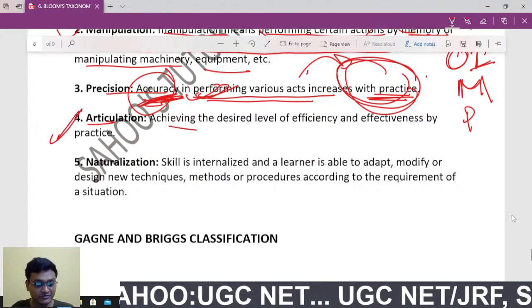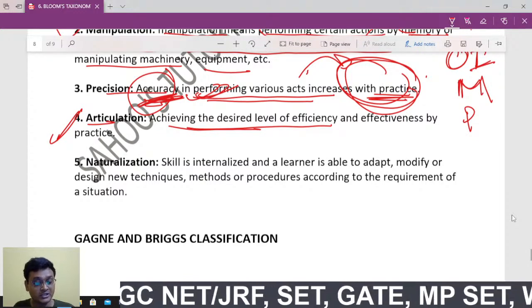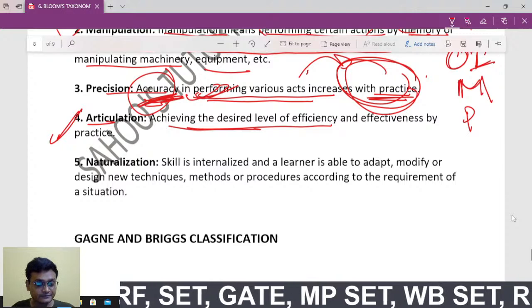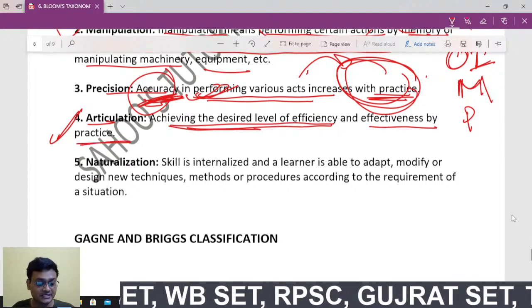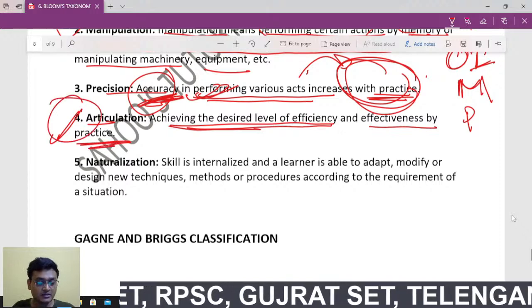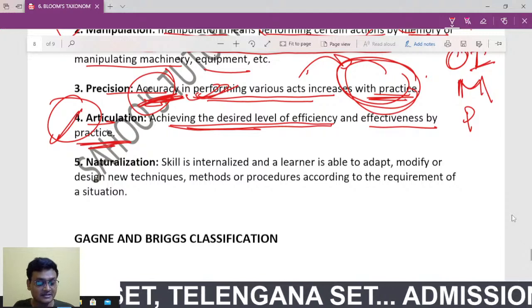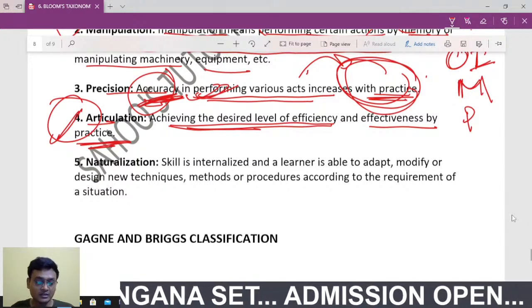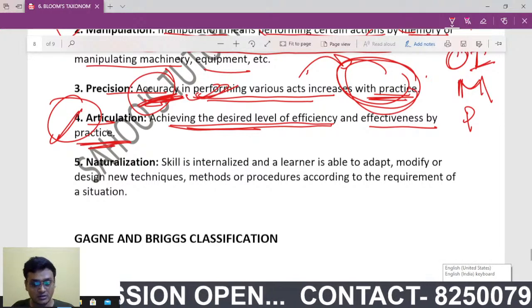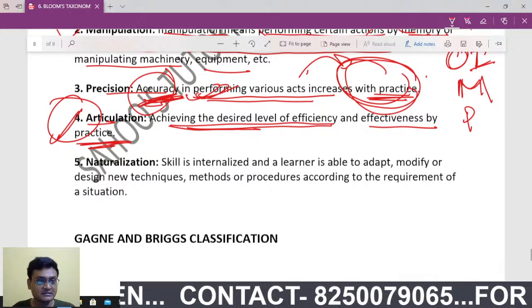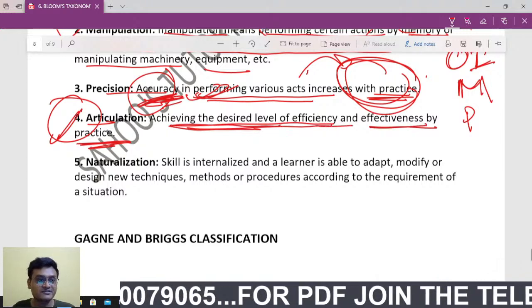Articulation क्या है? Achieving the desired level of efficiency. This is a very important topic. Okay, achieving the desired level of efficiency and effectiveness by practice. ठीक है. Articulation tricks याद है ना? कैसे याद रखना है? Yeah, definitely I'll be coming with questions. Okay, questions also important. Precision, accuracy. Articulation, achieving the desired level of efficiency and effectiveness by practice.